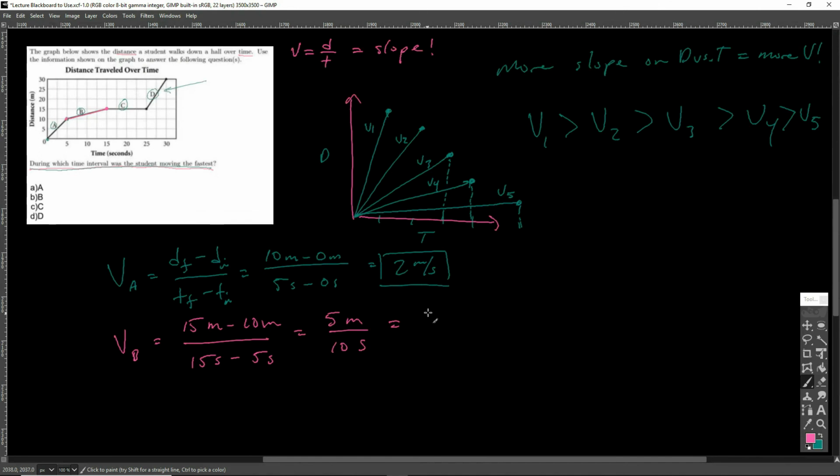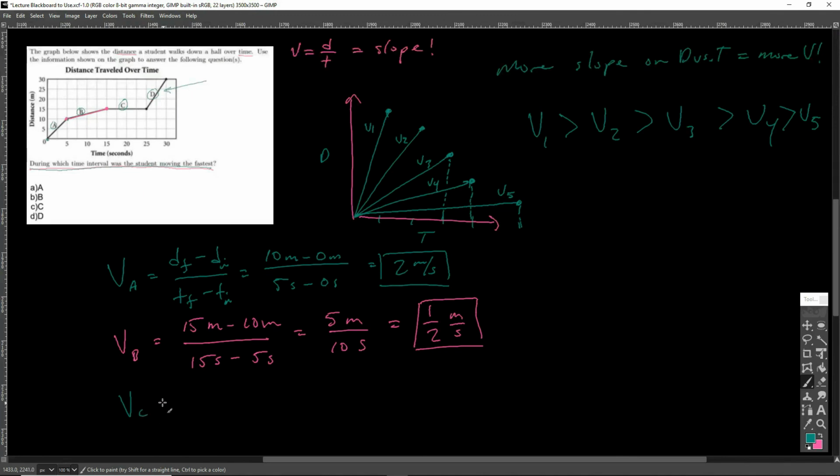So 5 over 10 is 1 over 2, right? 5 goes into 10 two times. You can reduce this to a fraction. So it's 1/2 meter per second. And that makes sense, right? It's got less slope. It's not as steep as this line is, as A is. So it's got to have less velocity.